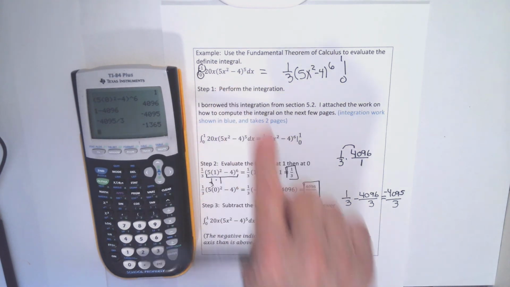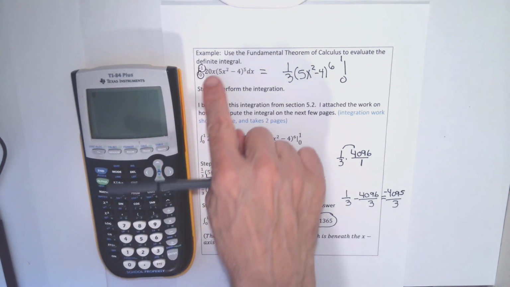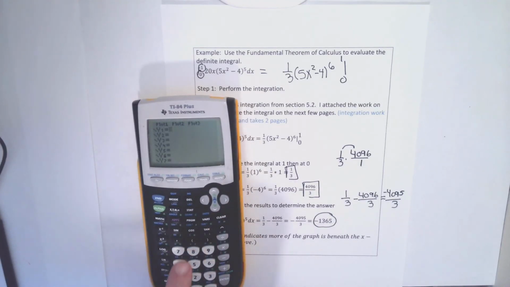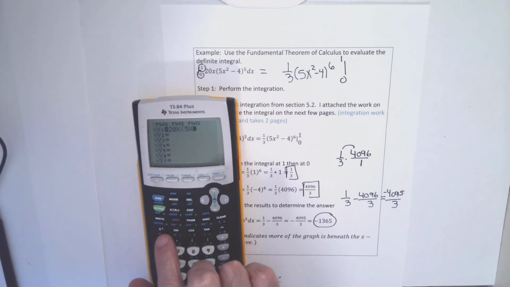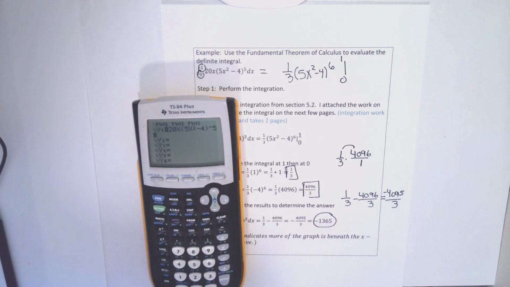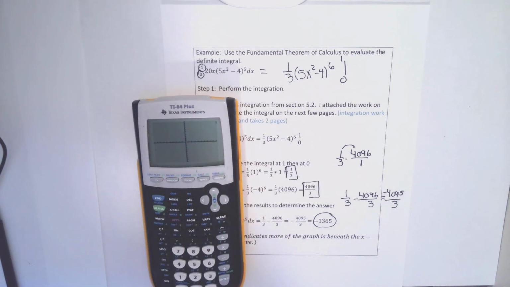Let me do this on my calculator to try to match this number up. This might be too much for my calculator. I haven't tried it. So enter this in y1. Clear out anything that's in there. Now I'm entering 20x times (5x squared minus 4) to the 5th power. That looks, for this calculator, the best I could enter that. If I hit graph with my current window, I'm probably not even going to see any of the function. I see a little bit, but it's not particularly interesting. I can't really tell what the graph looks like, but I can still integrate it.